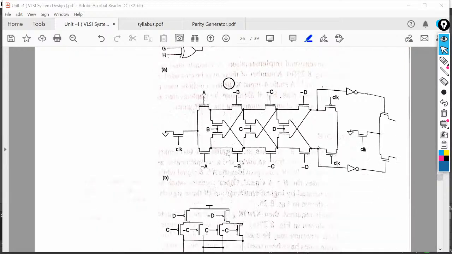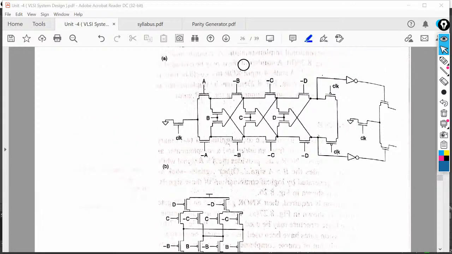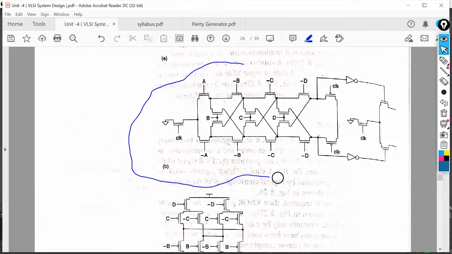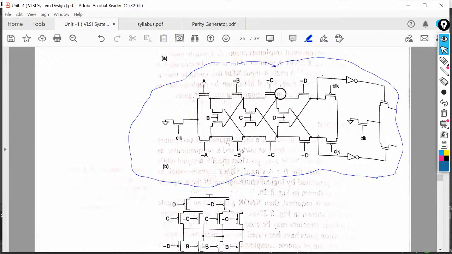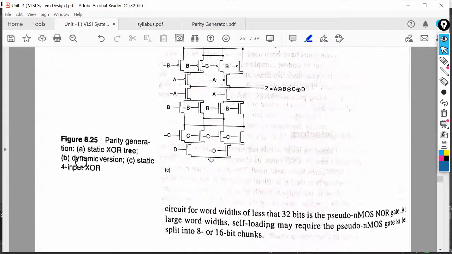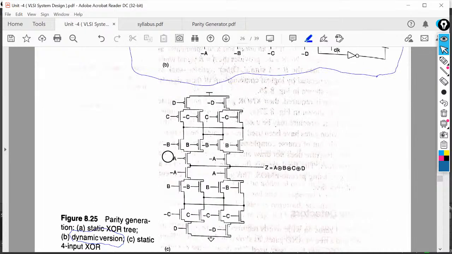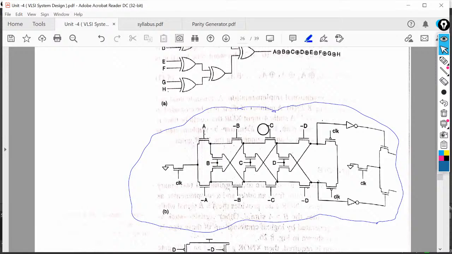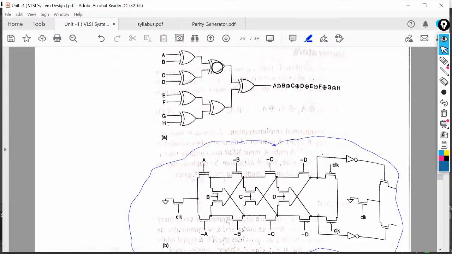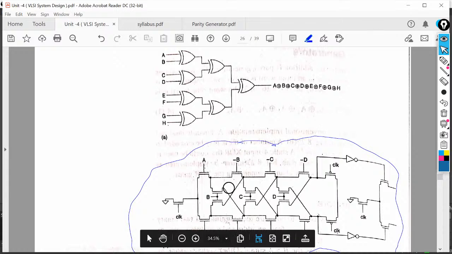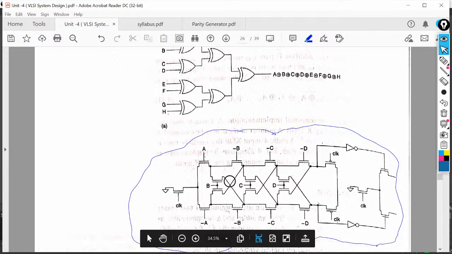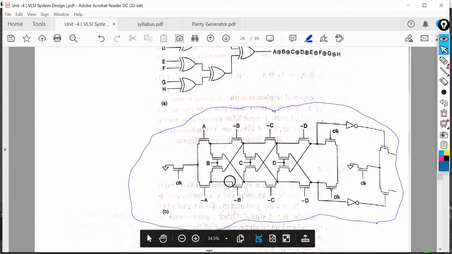And the second representation is also a parity generator circuit, but in some other logic. This logic is known as the dynamic version of the XOR gate. Here all the XOR gates are implemented in a similar fashion.